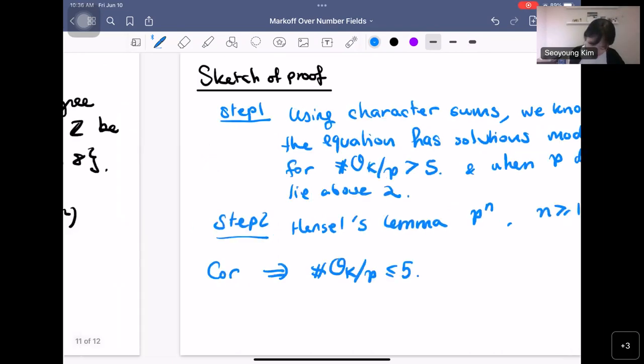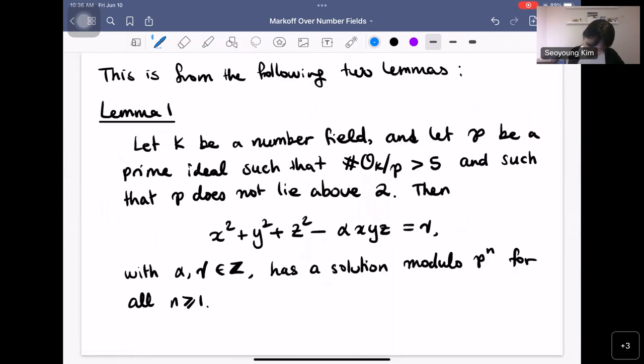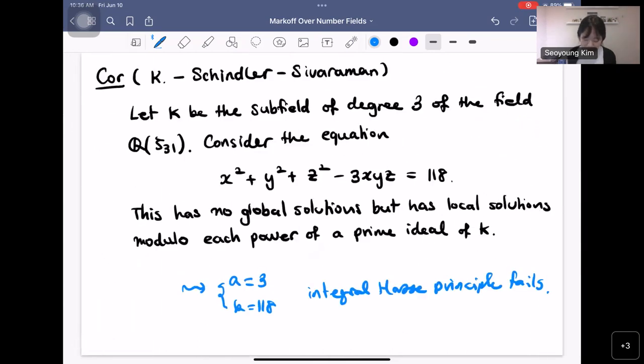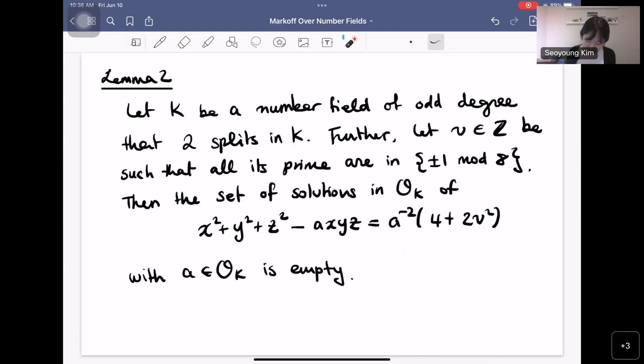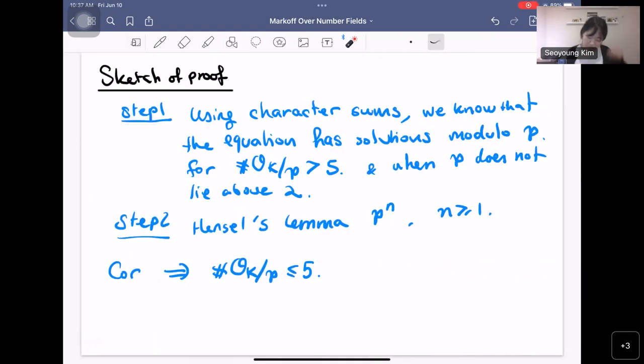And that's exactly where all these little congruences that you have to consider come in, in order to choose the numbers 3 and 118, and also at the same time the degree 3 and the cyclotomic field of degree 31. So that's where all the specific numbers came from, and at the same time in order to meet all the conditions like this. For instance, 2 should split in K, and the primes are ±1 modulo 8, and so on. So this is a very brief sketch of the proof of lemma one, and of the corollary, which is about a special case when the integral Hasse principle fails.